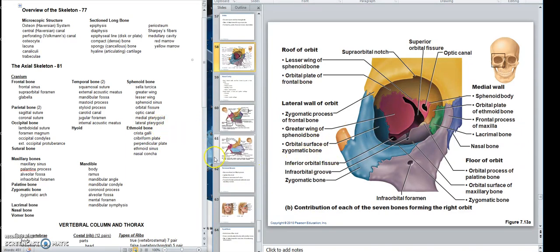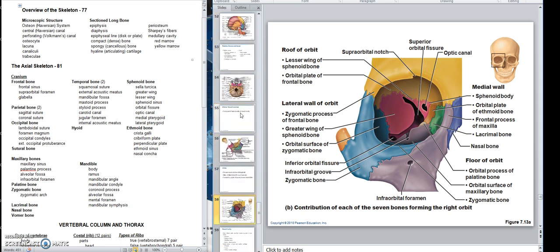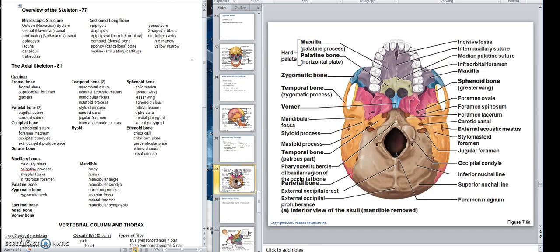The medial and lateral pterygoids. Let's see if I can find those for you. I'm going to have to go underneath. Here. All right. Right here are your pterygoids. These little ridge looking things. Let me see if they're labeled for you. Okay. These are your pterygoids, these little rough areas there.